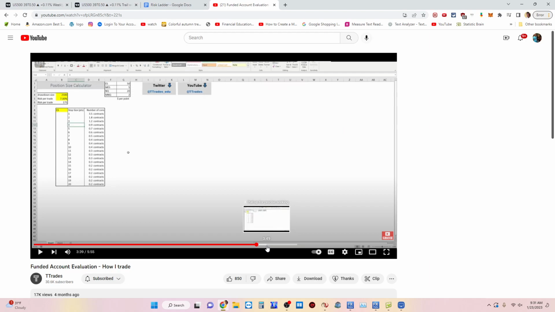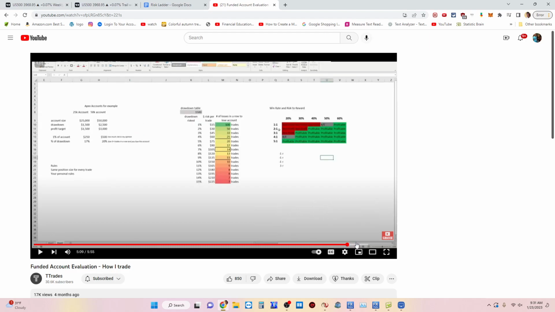And then this is a position size calculator, and I think that pretty much ends it. But yeah, this was also really cool, which is the number of losses in a row to lose an account, risk per trade. So like a drawdown table. This is using the example of $1,500.